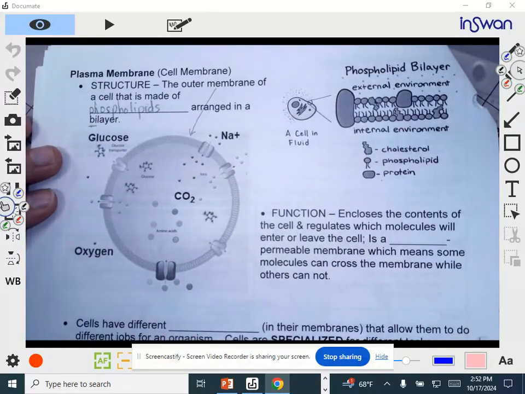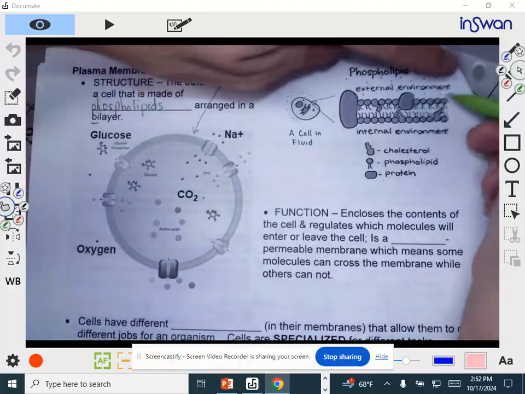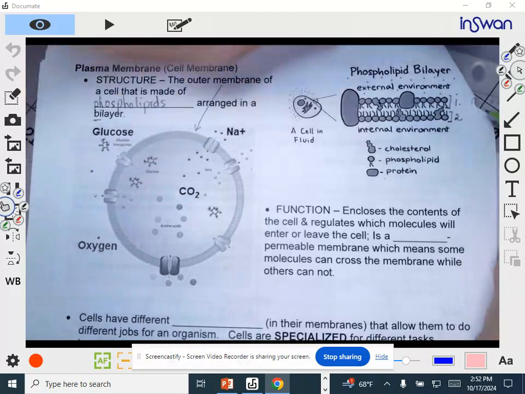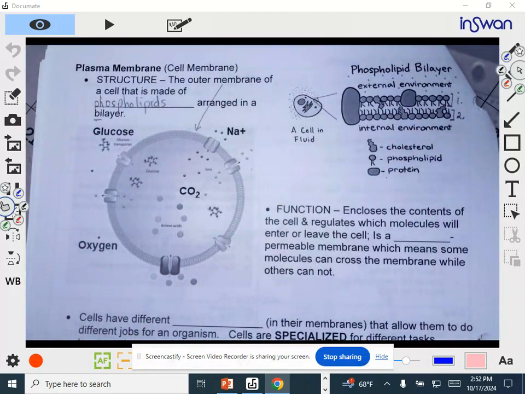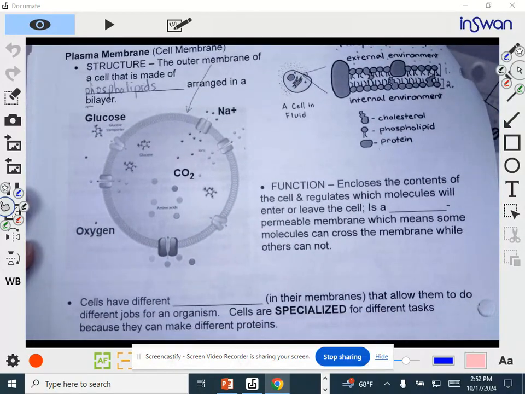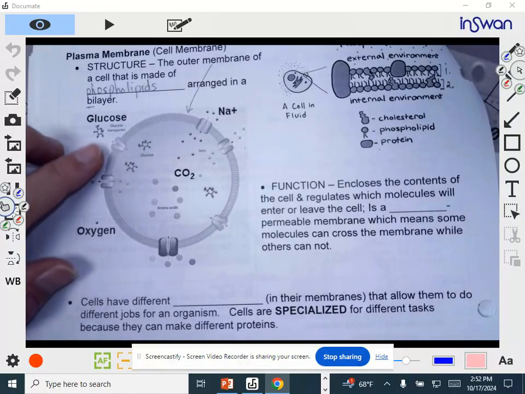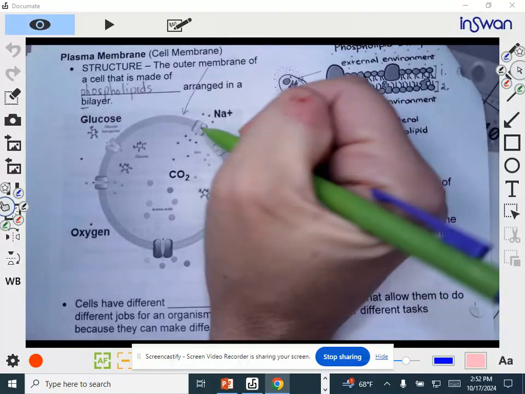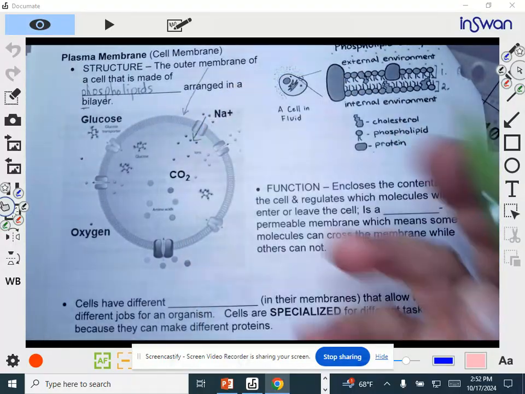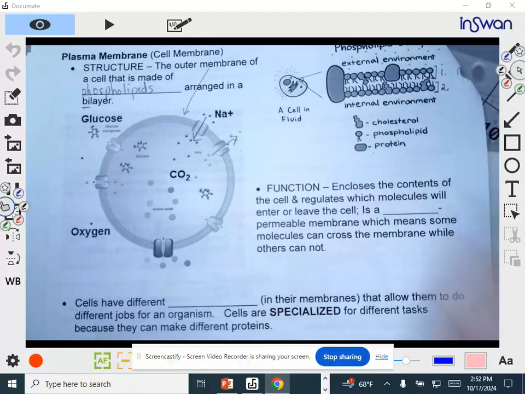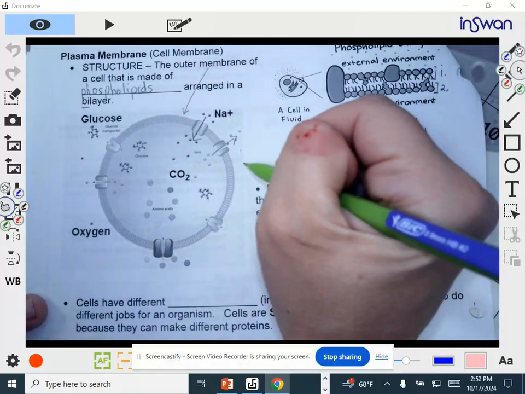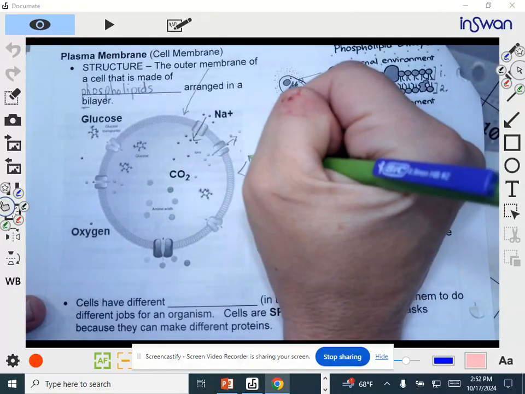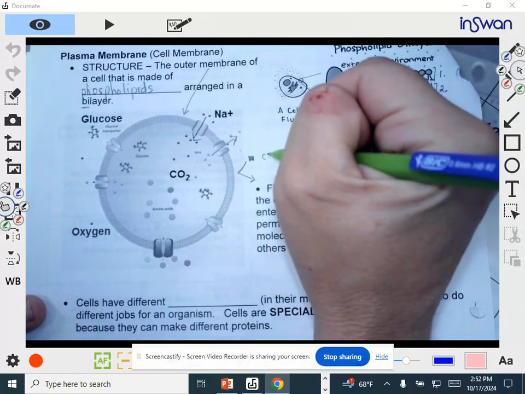Now, bi means two. So you're going to see one row of phospholipids, and then another row of phospholipids. That's why the membrane is called a phospholipid bilayer. One thing we'll see is that in the membrane, there can be proteins, and these proteins allow molecules to cross in and out of the cell. Sometimes molecules are going into the cell, sometimes they're going out of the cell, and sometimes molecules can't go either in or out. So let's show there's a molecule right here, and let's indicate it can't cross.